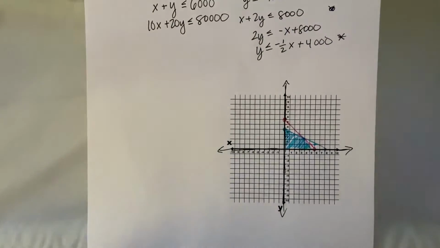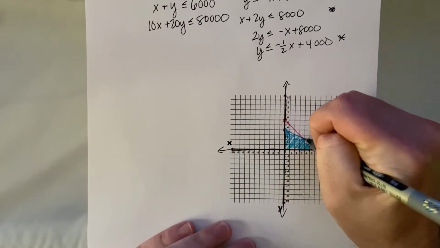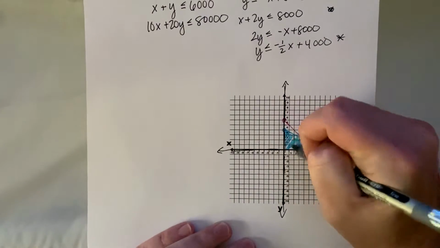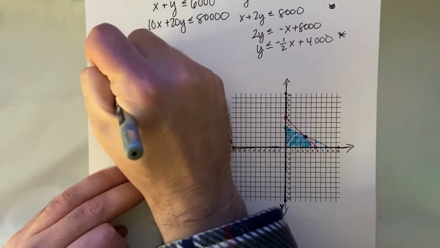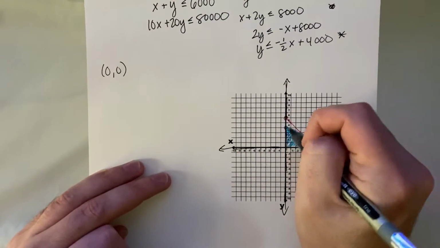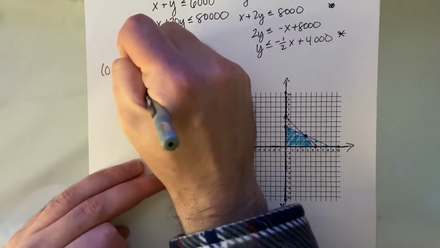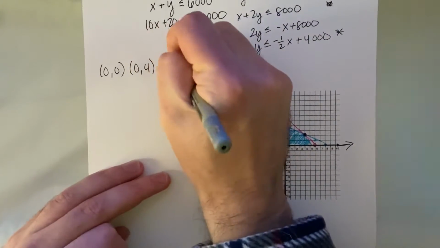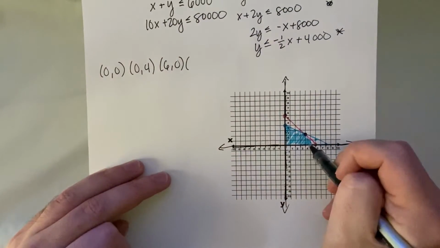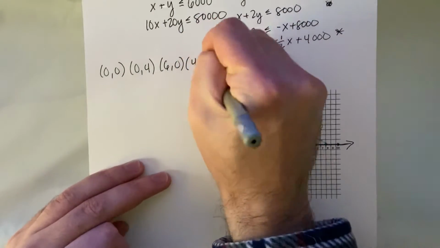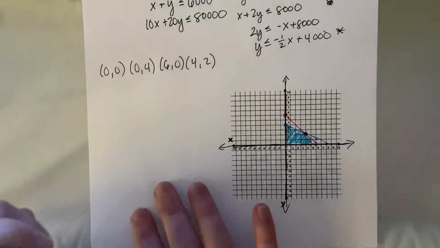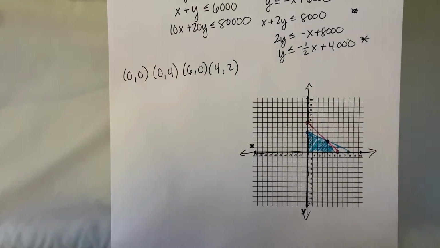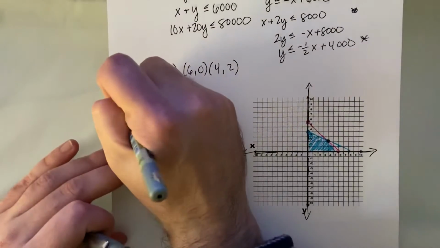Okay guys, let's continue. So we had our feasible region. Now we need to find the corners. It looks like we've got (0, 0), (0, 4), (6, 0), and (4, 2). That's our 4 possible points. So let's plug these all in.